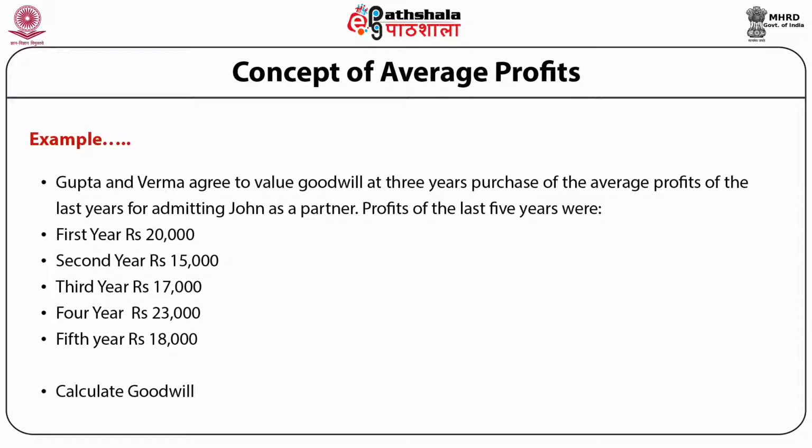An example for calculating goodwill with the help of average profit is given here. Gupta and Verma agree to value goodwill at 3 years purchase of the average profit of the last 5 years for admitting John as a partner. Profits for the last 5 years are: first year rupees 20,000, second year 15,000, third year 17,000, fourth year 23,000, fifth year 18,000. Now we have to calculate the value of goodwill, and this information provides that the goodwill will be 3 years purchase of average profit.